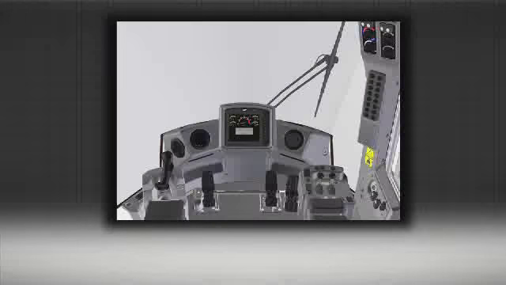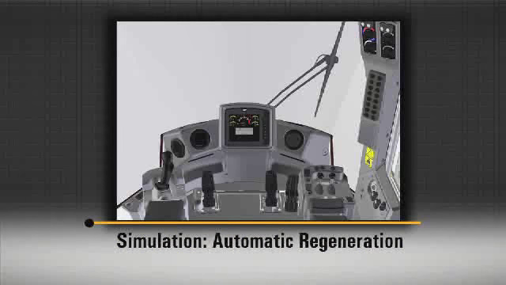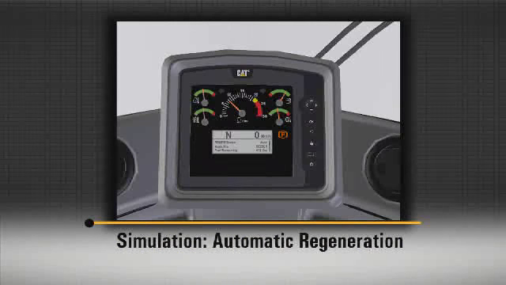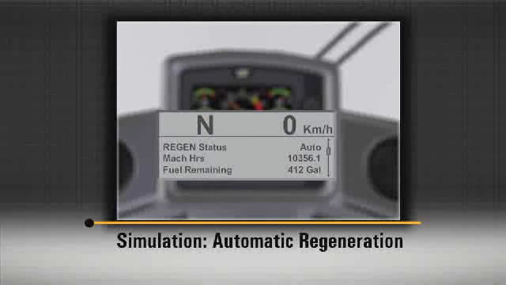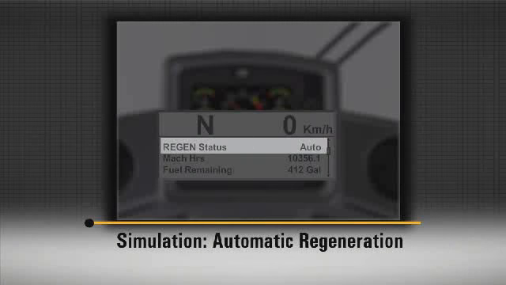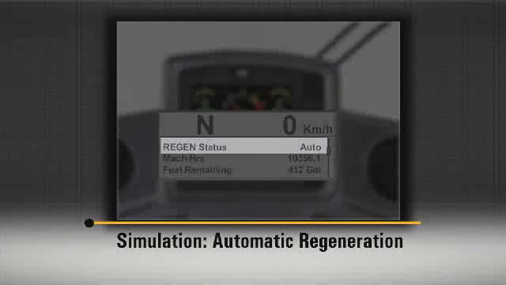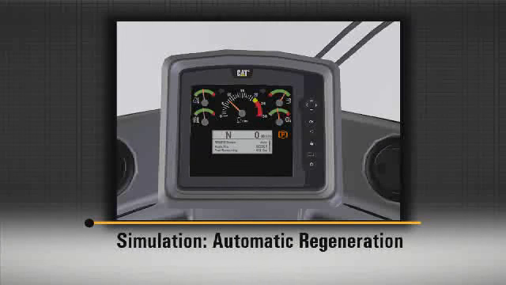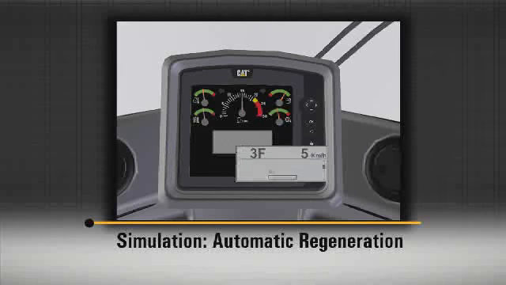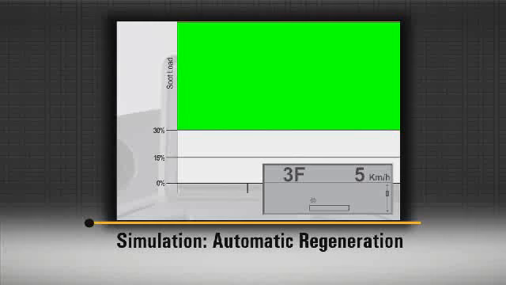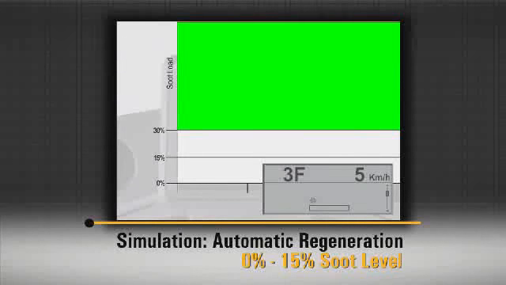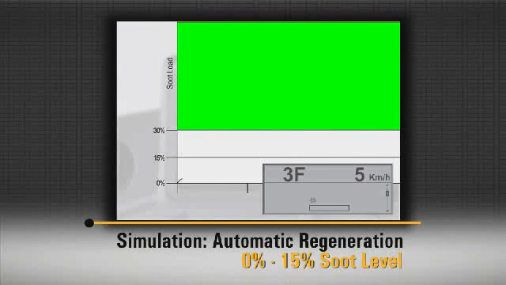This simulation demonstrates how automatic regeneration takes place. In this first screen, we see that the parking brake is engaged and the message display indicates that the regen status is programmed to automatic. Next, the parking brake is released and the RPMs increase. On the display inset, we see that the machine is now operating in third gear forward while traveling at 5 kilometers per hour. The soot gauge and the soot load on the chart track in unison as the soot captured in the DPF rises from 0% to 15%.